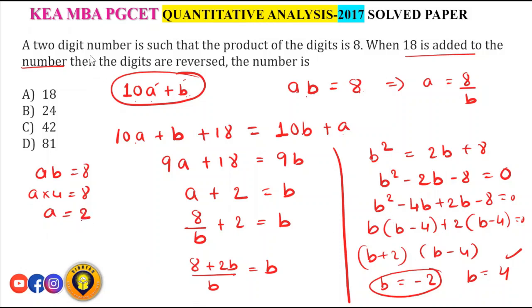So what you have to find? When 18 is added to the number, then the digits are reversed. The number, that is 10A plus B, this value you have to find. So A value is 2. So 10 into 2 plus B value is 4. 10 2s are 20 plus 4, which is 24. So the answer is option B. 24 is the right answer. Clear? Next.